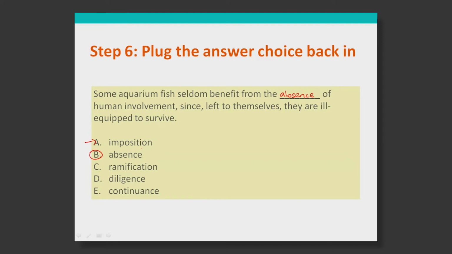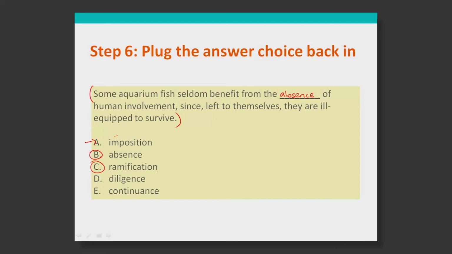For instance, it's almost an assumption, a natural assumption we make these days that human involvement is bad for the environment or anything related to the environment. So we don't really think about what the sentence is trying to say. We bring in our own assumptions. So we think human involvement is bad and therefore they won't benefit from the imposition of human involvement or the ramifications of human involvement. Okay, that usually there are bad consequences, right?